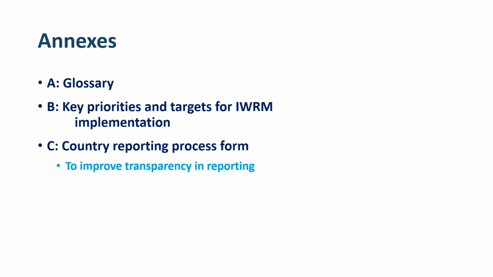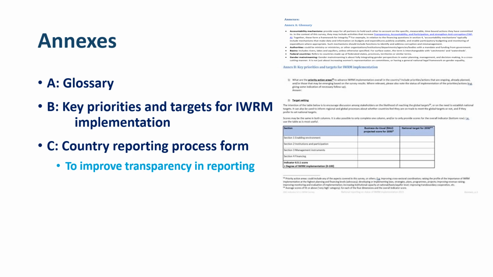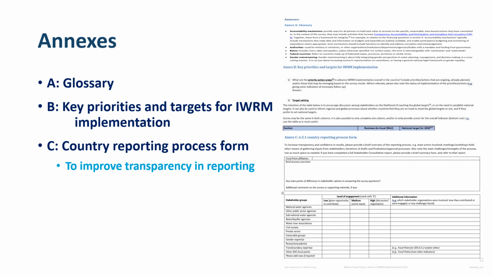The survey also has 3 short annexes, which are designed to make the survey instrument more useful and robust at national, regional, and global levels. These are Annex A, Glossary; Annex B, Key Priorities and Targets for IWRM Implementation; and Annex C, Country Reporting Process. We strongly encourage you to complete Annexes B and C.